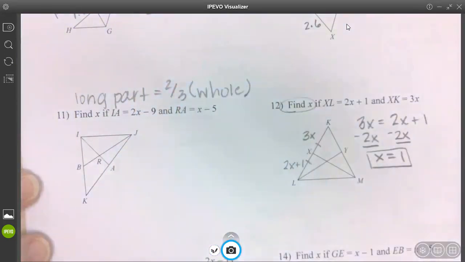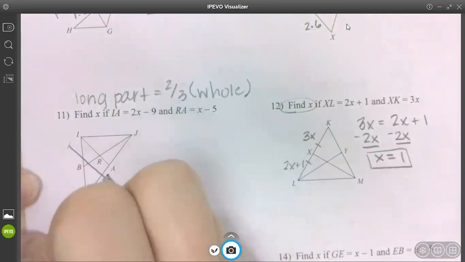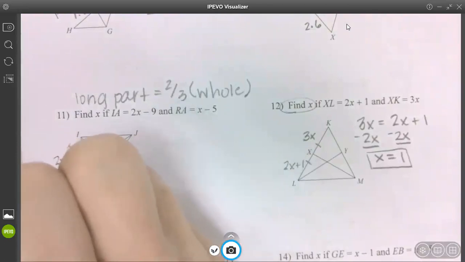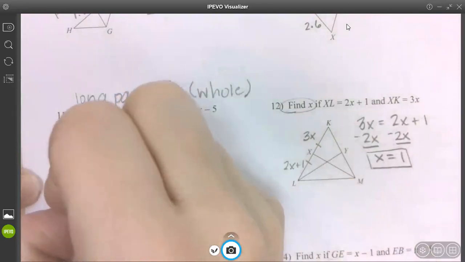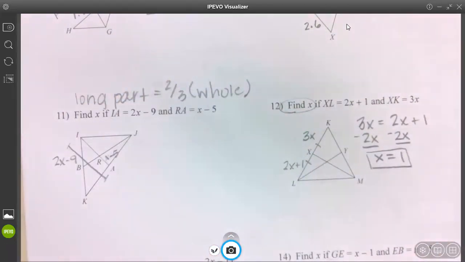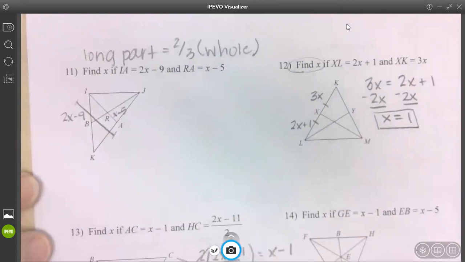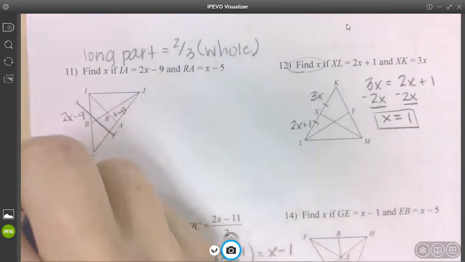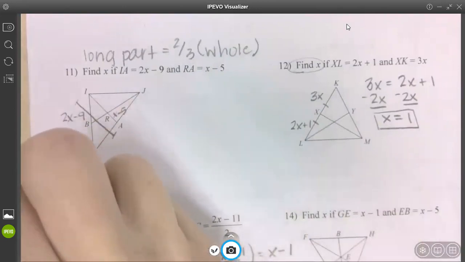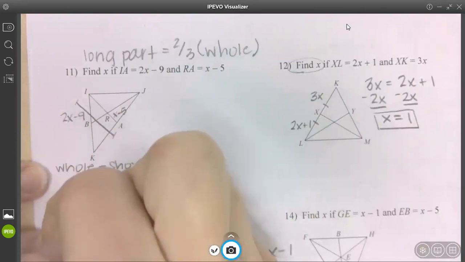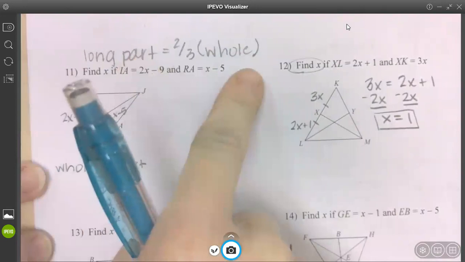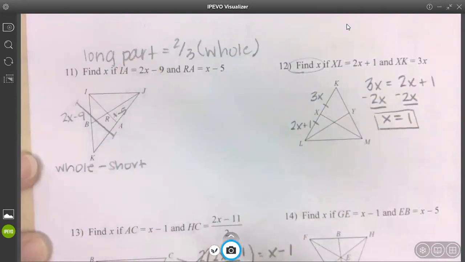So IA is the whole, the full length of the line, 2x minus 9. But they give us RA. RA is the short side. So how do I get the long side? We just did it. How did I get the other measure? I subtracted them. So I'm going to take the whole minus the short. And then I can plug the long part and the whole into my formula.